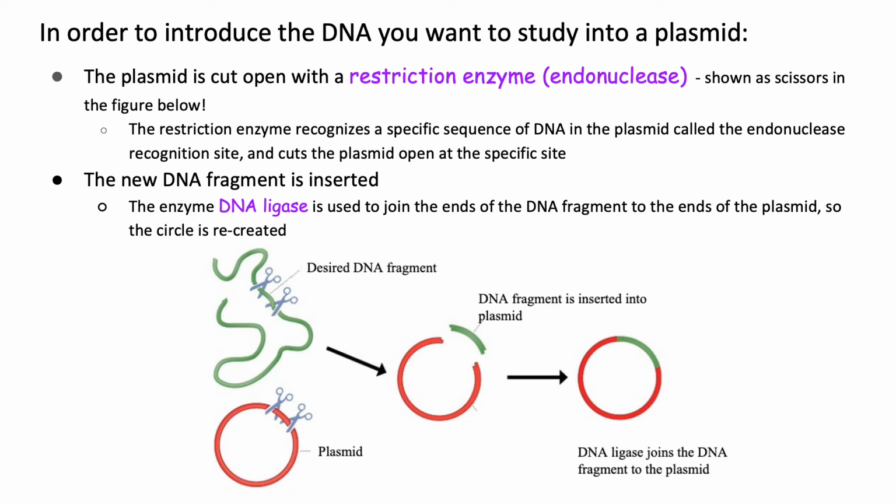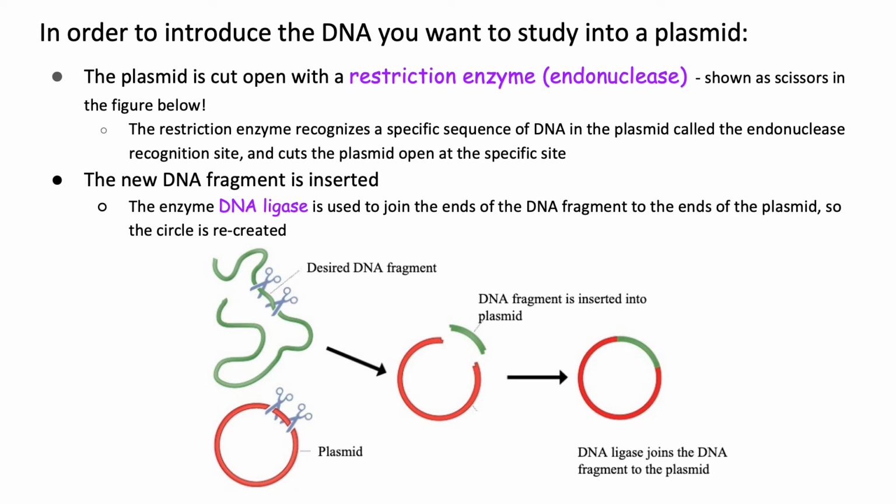In order to introduce the DNA that you want to study into a plasmid, the plasmid is first cut open with a restriction enzyme, or an endonuclease. In this picture, that's shown as the scissors. The restriction enzyme recognizes a specific sequence of the DNA in the plasmid, called the endonuclease recognition site, and it cuts the plasmid open at that specific site. And then the new DNA fragment is inserted.